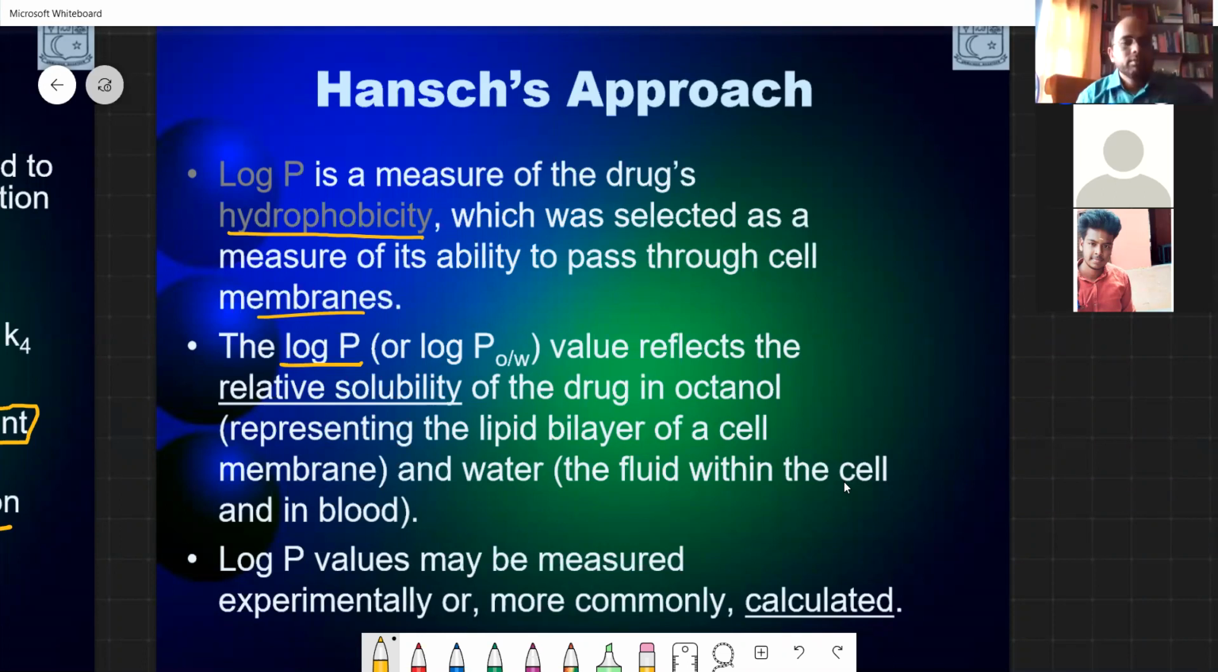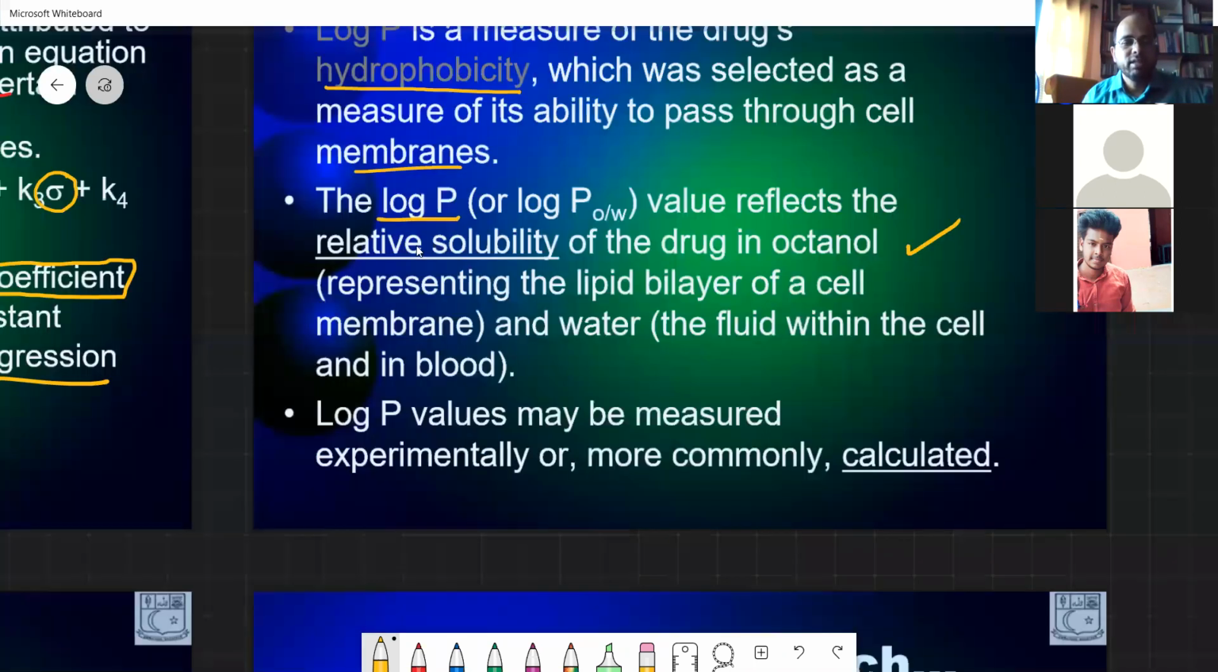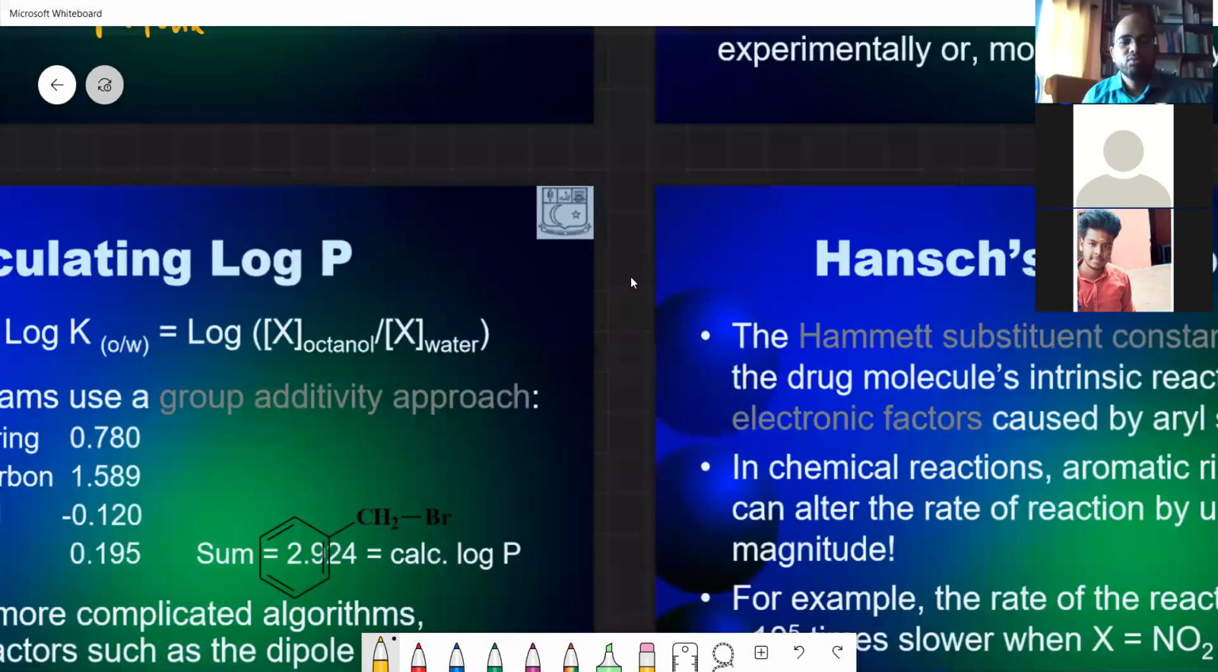Of the drug, the value reflects the relative solubility in the lipid bilayer of the cell membrane versus water. This is another definition you have to remember. Log P values can be measured experimentally, and more commonly they can be calculated. That is the Hansch approach.